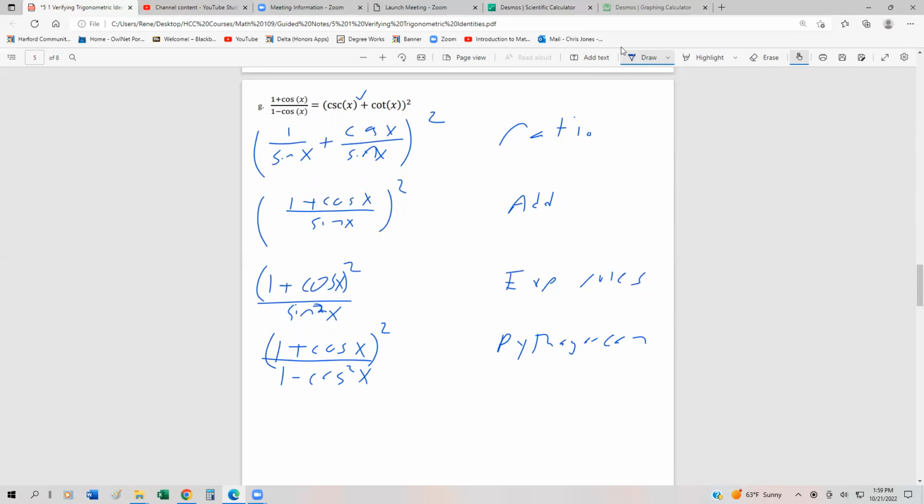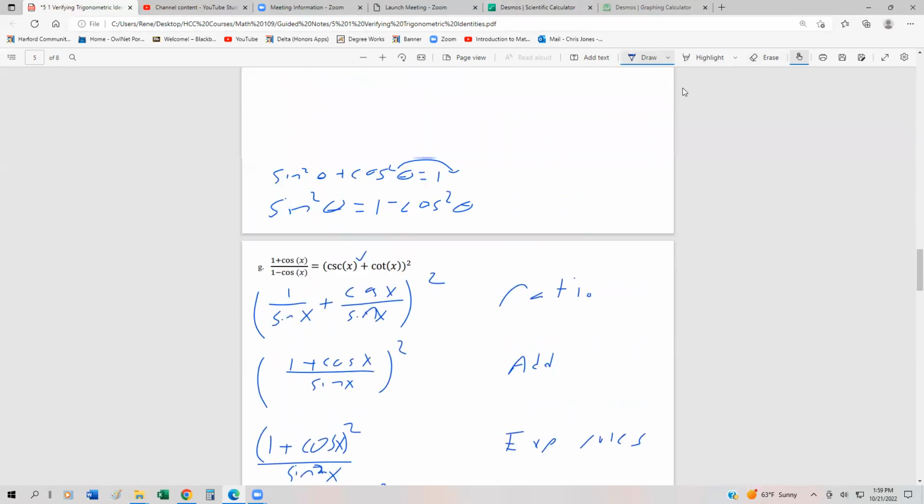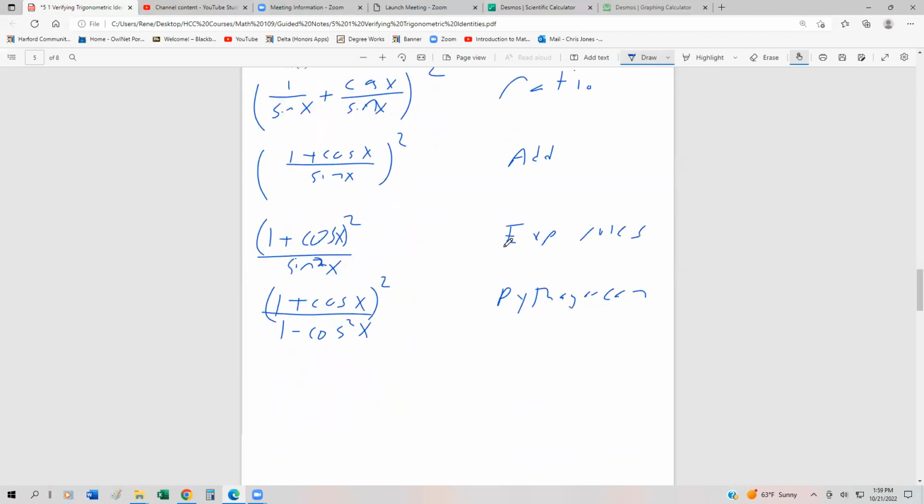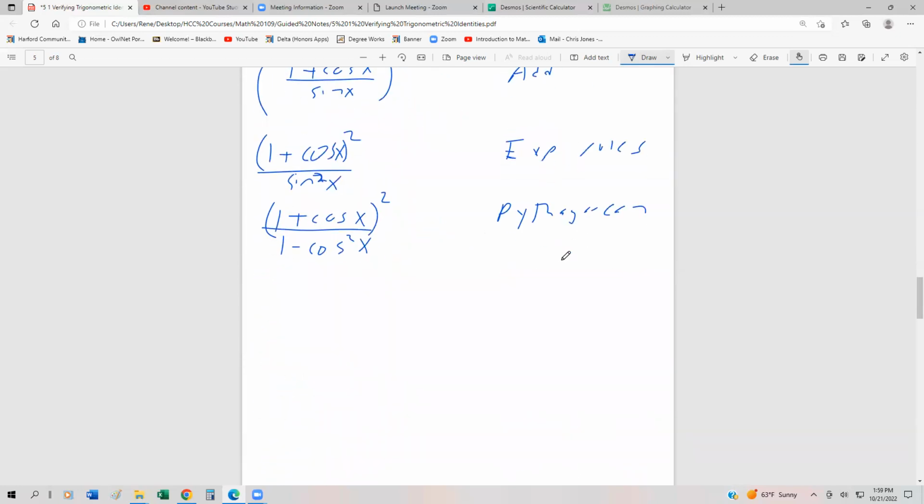And now, one last thing we can do before we finish this off is factor the denominator as a difference of squares. You probably remember this formula. If you have a squared minus b squared, that's equal to (a plus b) times (a minus b). And so down here, we have 1 minus cos squared, and that's going to turn into (1 plus cos x) times (1 minus cos x).